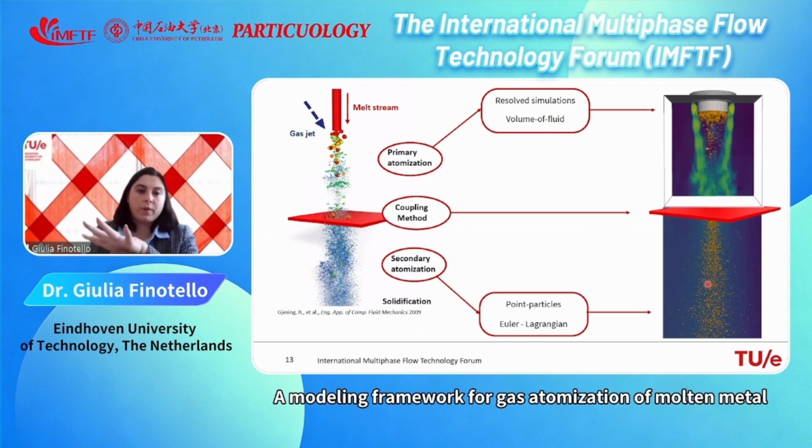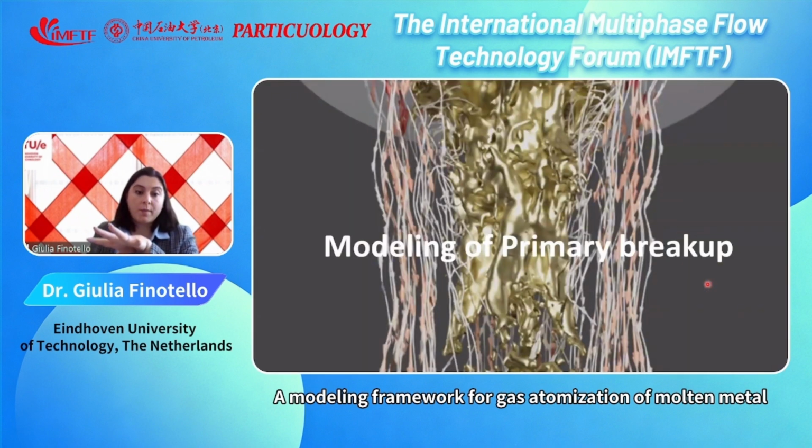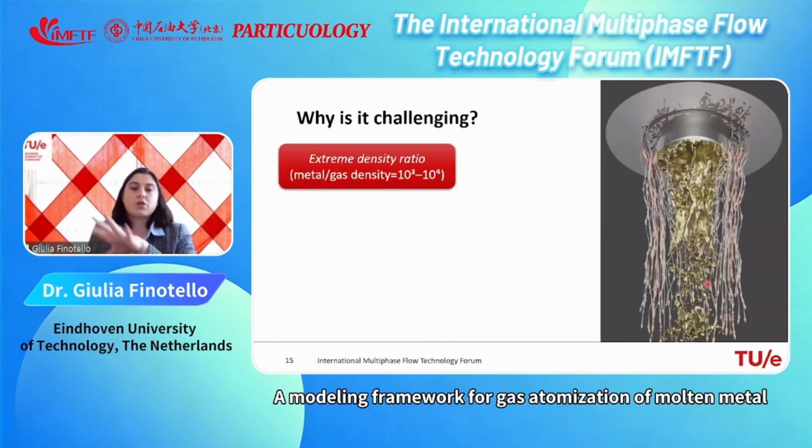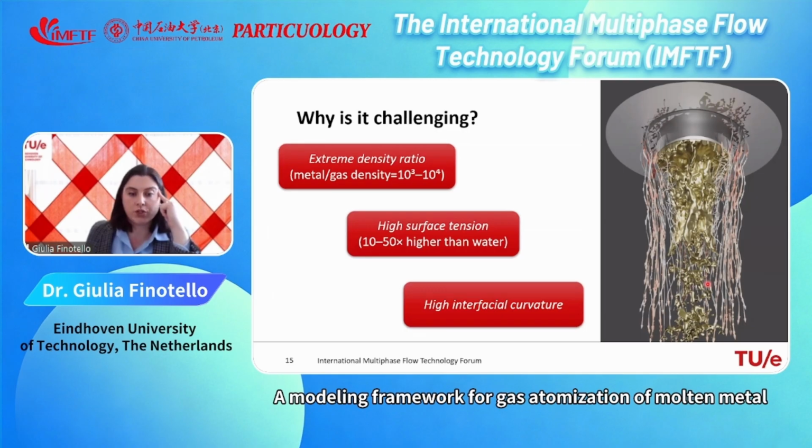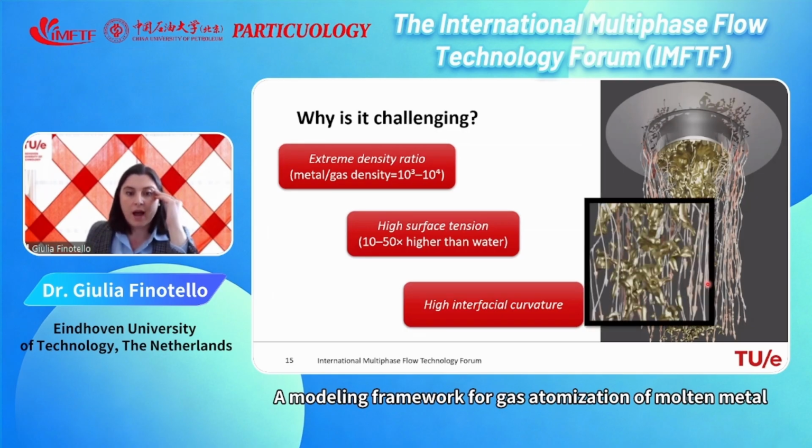So let's start with the modeling of the primary breakup. And let's start with why this is challenging. In this case, I have an extreme density ratio between the metal and the gas. I have high surface tension, very much higher than water. And I have high interfacial curvature. You see here already on the picture on the right, and maybe in the zoom in, that it is very high. This melt is deforming a lot. So this is very challenging for the numerical method.